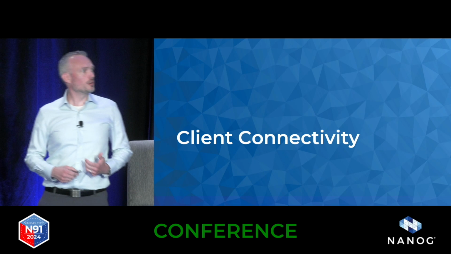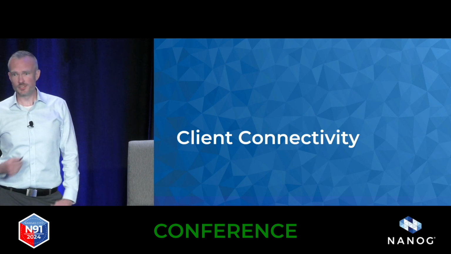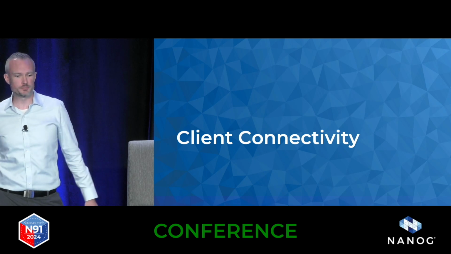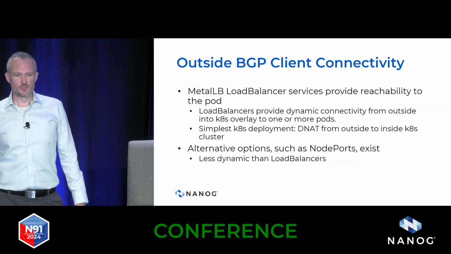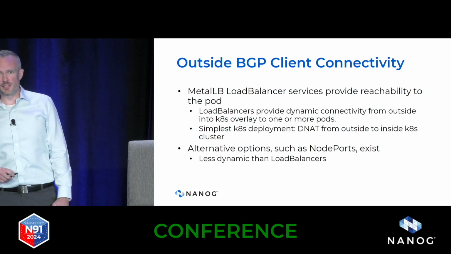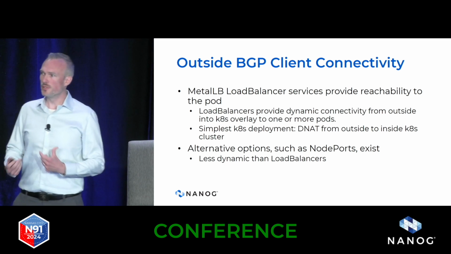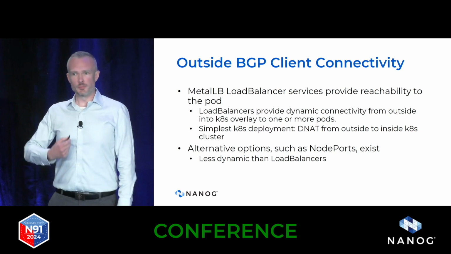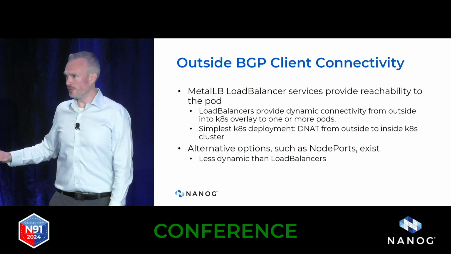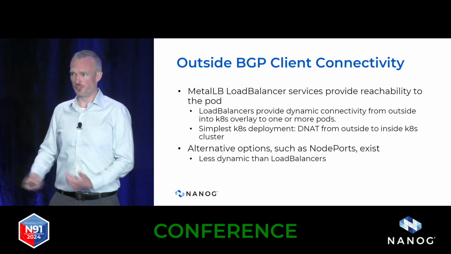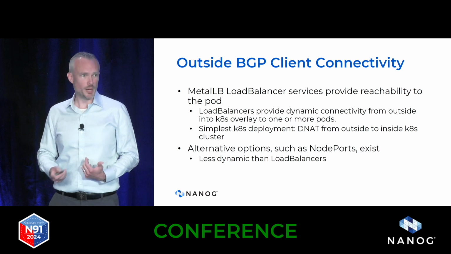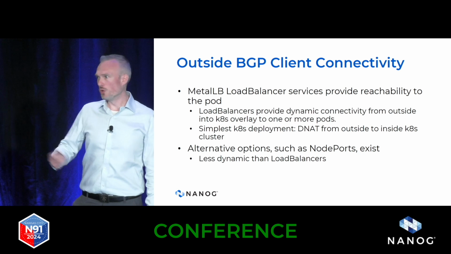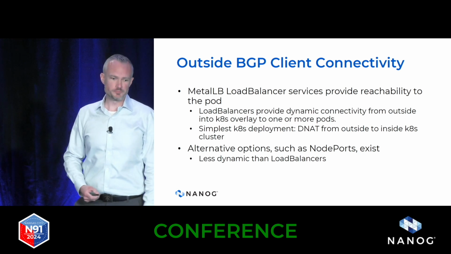Let's talk a little bit about client connectivity from the outside world, because there are a lot of options here and no one option is going to fit every use case. So in order to get this connectivity established in the first place, the simplest, most reliable way to do so is to use load balancer services. And when we say load balancers, we don't necessarily need to be load balancing at this point. This can be just to get dynamic connectivity to one pod that has an IP address that is not predetermined. So the load balancer provides us a VIP to do that.